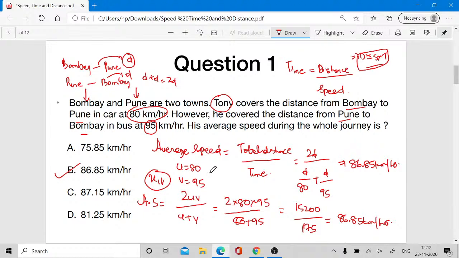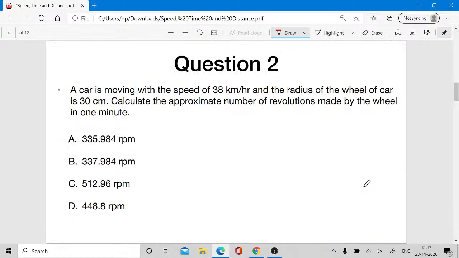Just the formulas I am revising here. Total distance by time, this is one formula, right? And 2uv divided by u plus v, that is another formula. You take the initial speed and the final speed. Because Pune to Bombay, he has now reached home, right? So do it. Both sides will get the same answer, which is 86.85. Come on, let's move on to the next question.